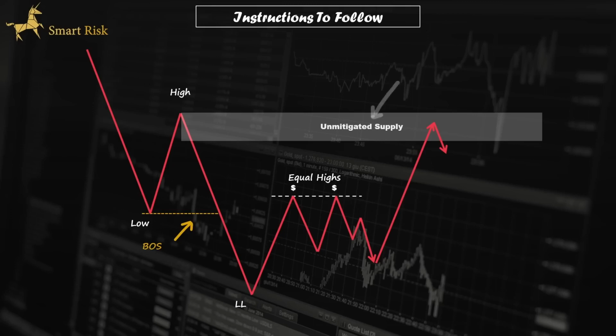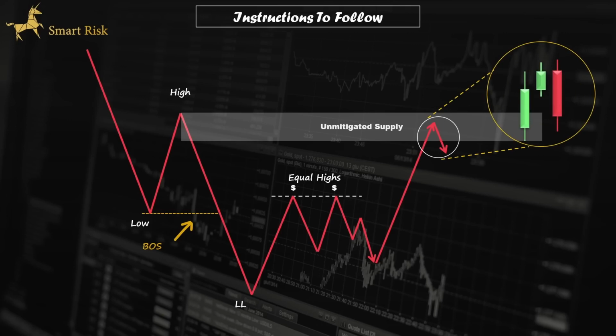So we have this most recent unmitigated supply zone over here. As price's general direction is bearish, we are looking to get into the market by opening sell positions. Now let's consider a scenario where we have a pullback to the supply zone, and the price has entered the most recent unmitigated supply zone. We are now waiting to enter this zone.